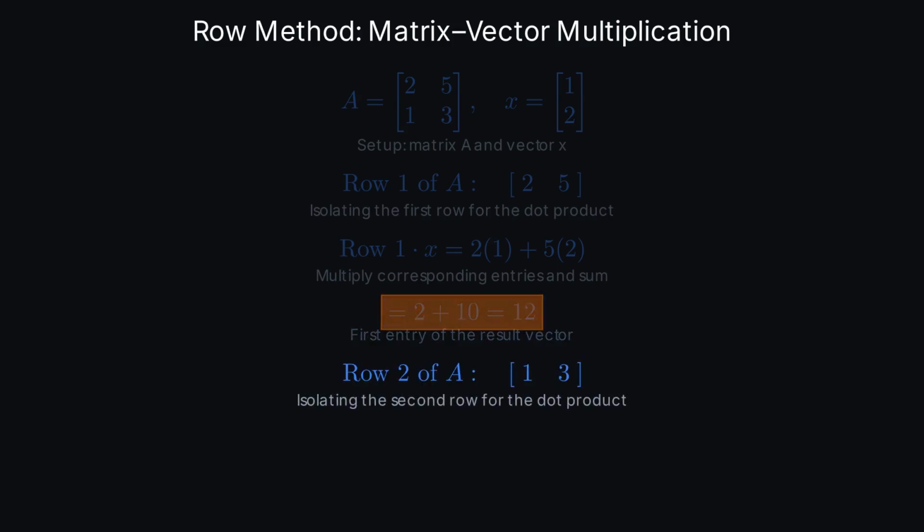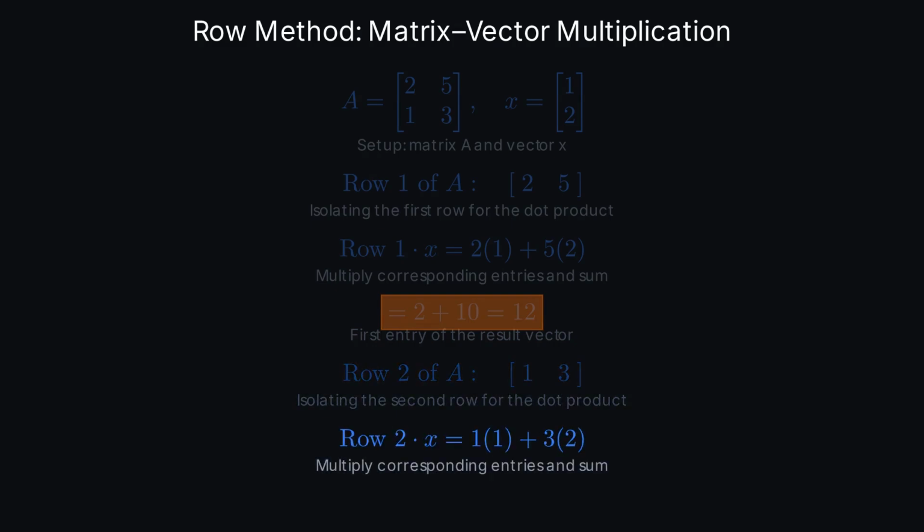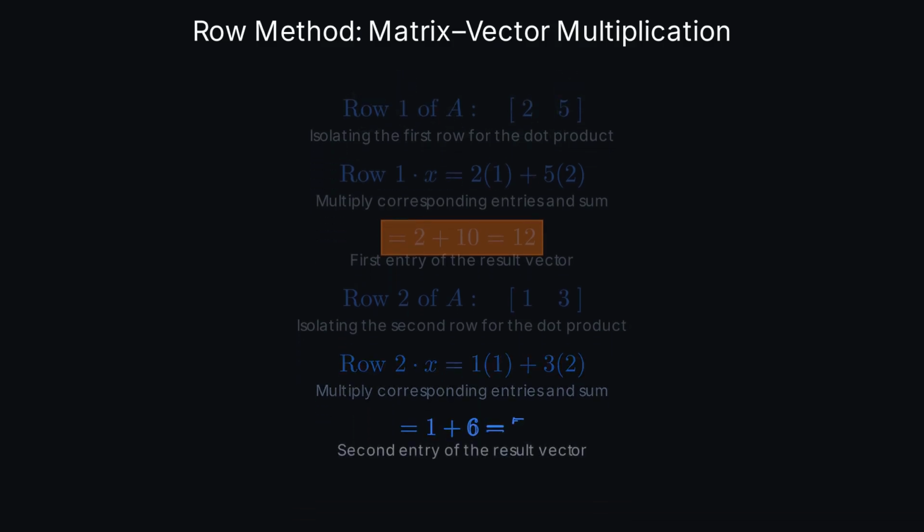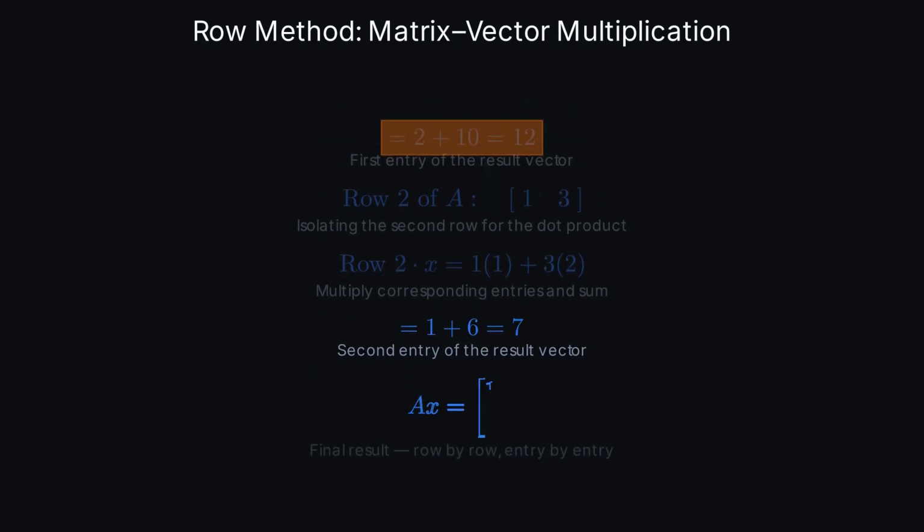Now take row 2 of A with entries 1 and 3. Dot this with X: 1 times 1 plus 3 times 2 equals 1 plus 6, which equals 7. That's the second entry. So A times X equals the vector 12, 7. This is how most textbooks teach matrix vector multiplication, row by row, entry by entry. Each output is computed in isolation.